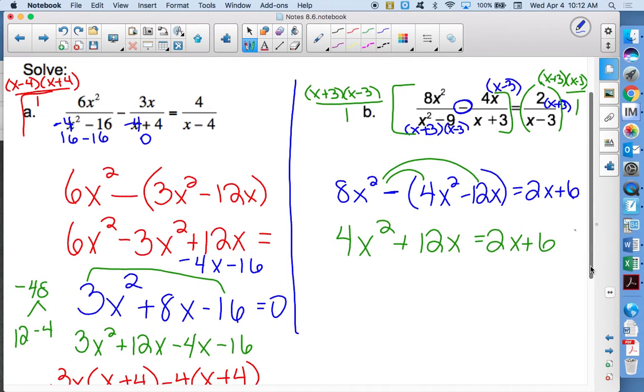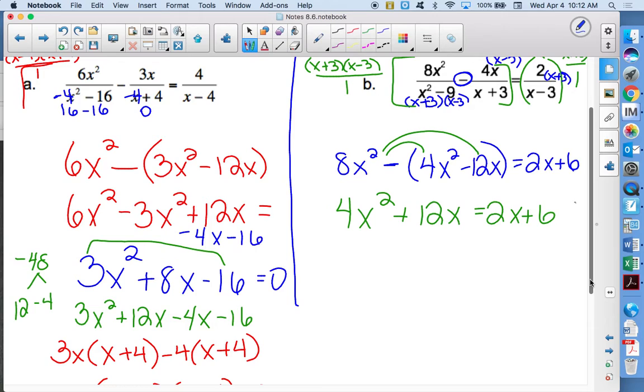So Sarah, if we set this equal to 0, what does that give us then? It would be 4x squared plus 10x minus 6. Good. So subtract 2x and subtract 6. Any questions at this point?